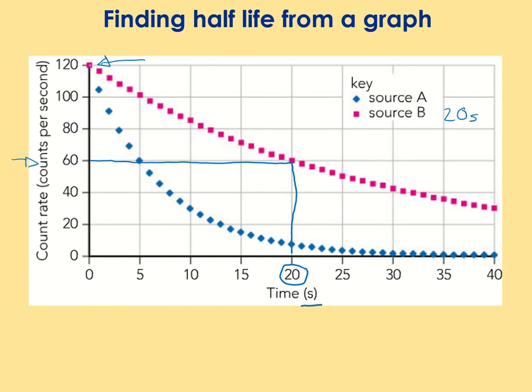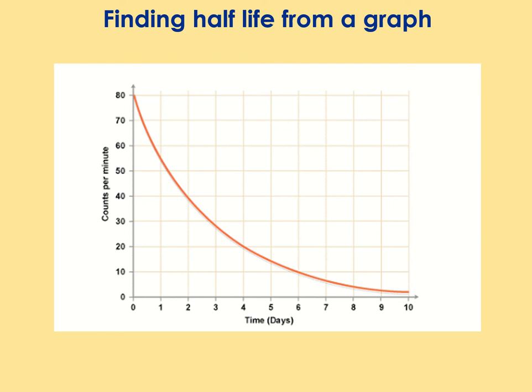If you did do A, the starting dot is underneath that one. Half it again is 60. If you go across from 60 to curve A and then down, that one has got a half-life of 5 seconds. One more example. Again, pause the video if you want to see how you go first.